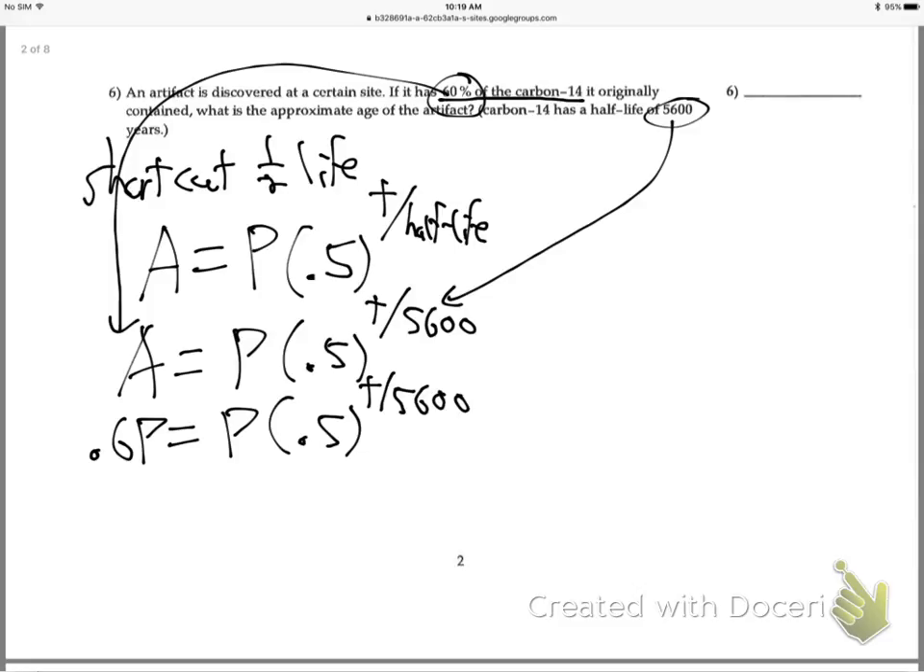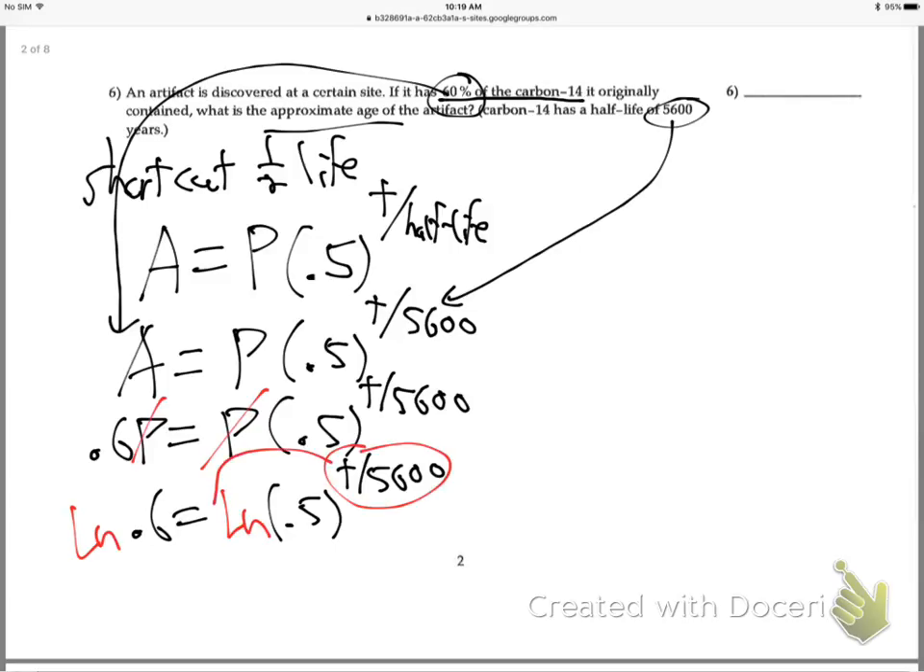How do we solve there? For T, we want to know T, right? How old the thing is. Approximate age. What do I do to solve for T? Yeah, get rid of the P on both sides, right? Just divide by P. So yeah, you guys are right. Then it's going to be an ln here in a second. So it becomes 0.6 is 0.5 to the T over 5,600. And sure enough, our friend, the natural log.